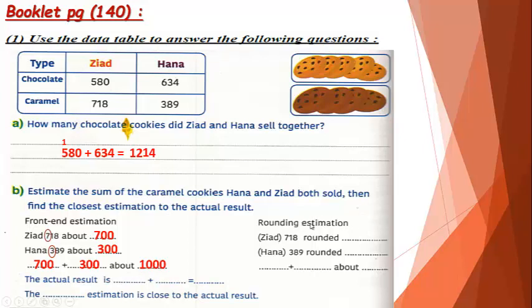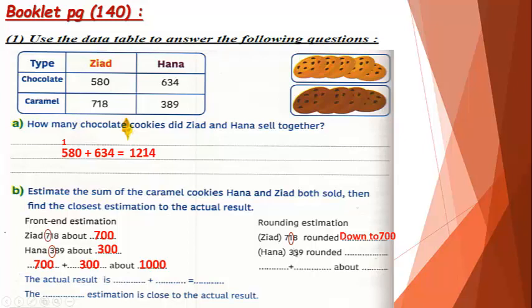Rounding estimation. We said in rounding estimation, we circle the tens house and look at the number. Is it less than 5 or more than 5? What about the 1? Of course, 1 is less than 5. So the 7 will be as it is. It will be just 700.